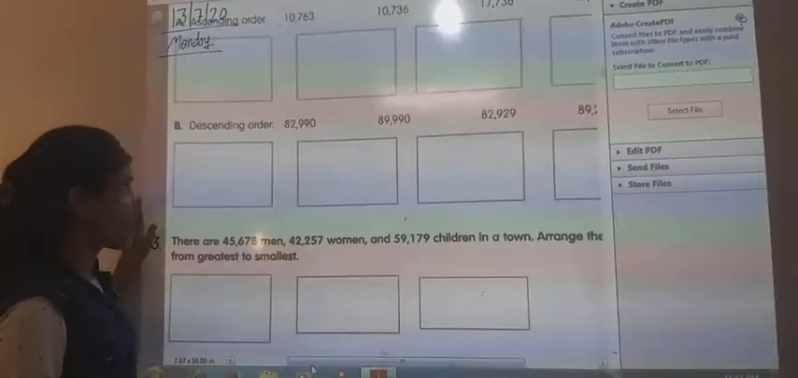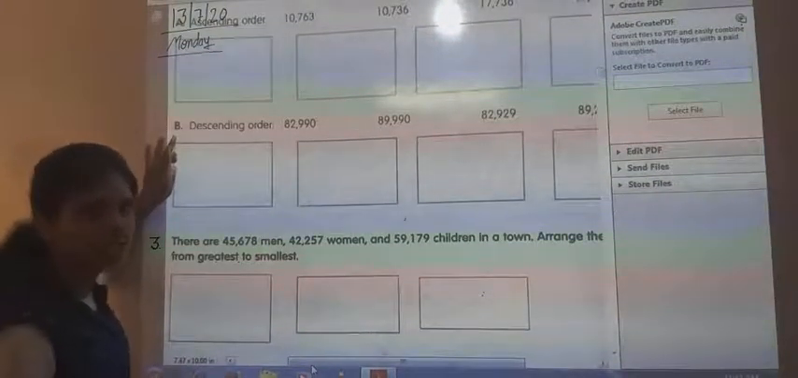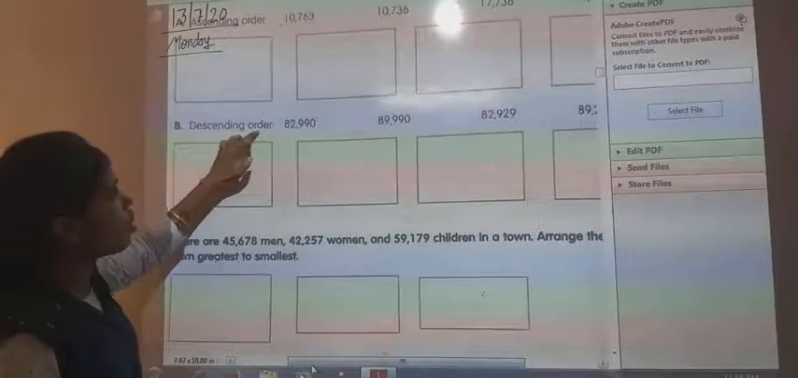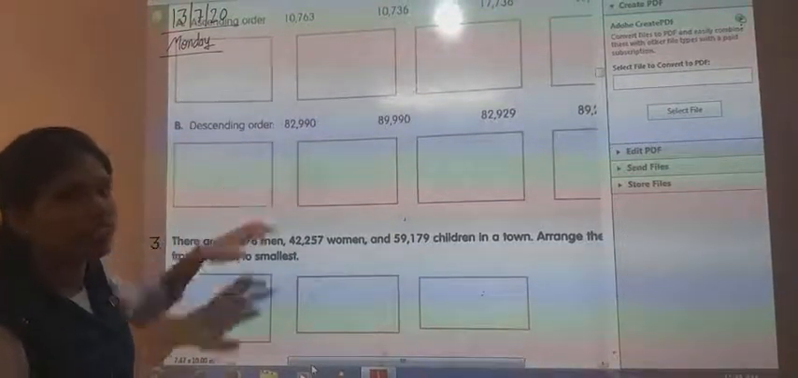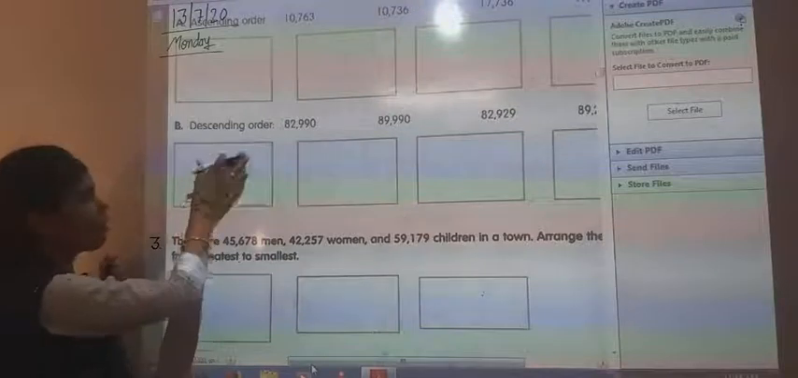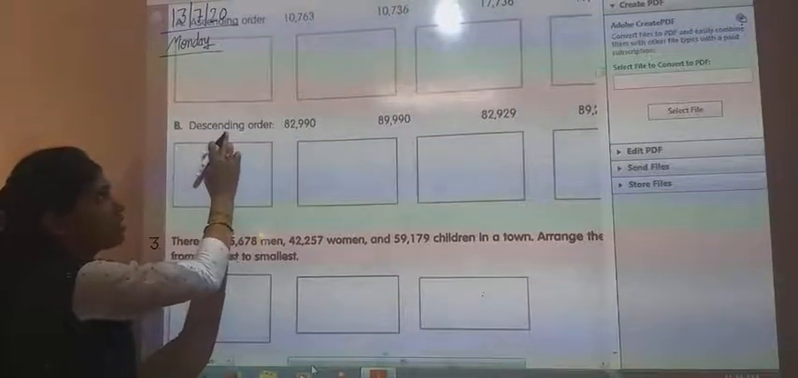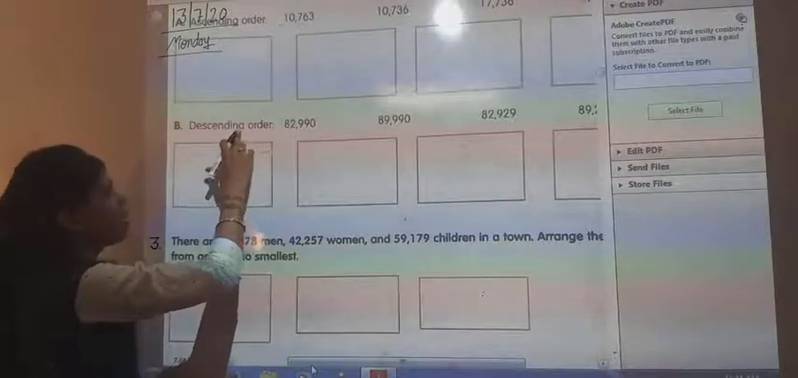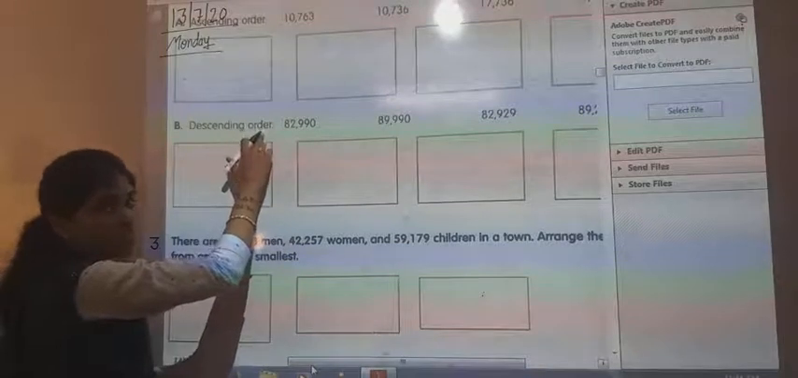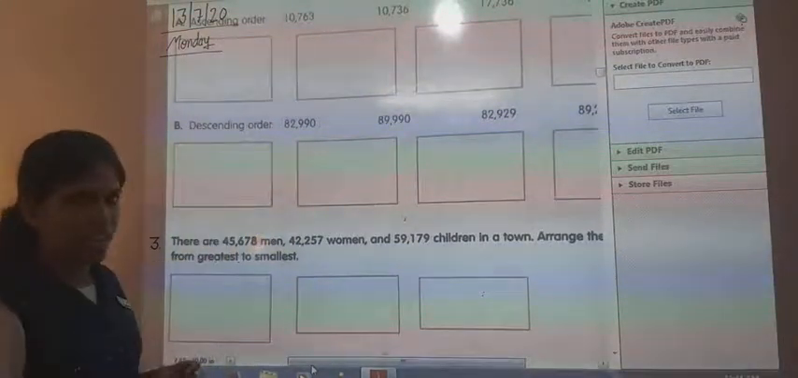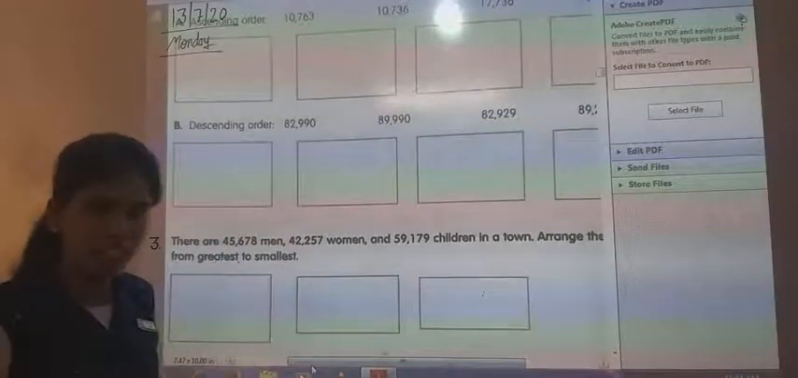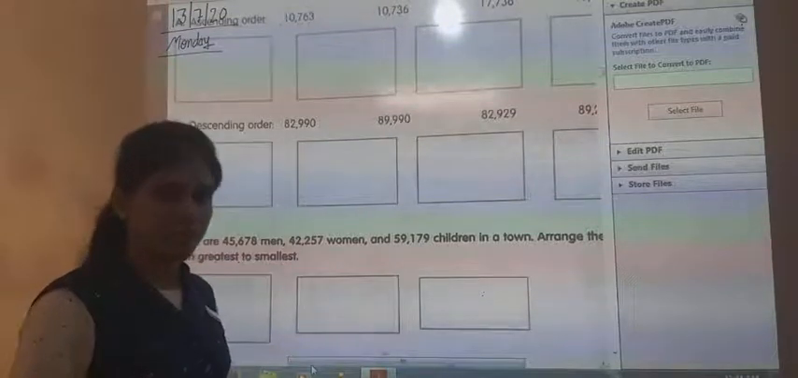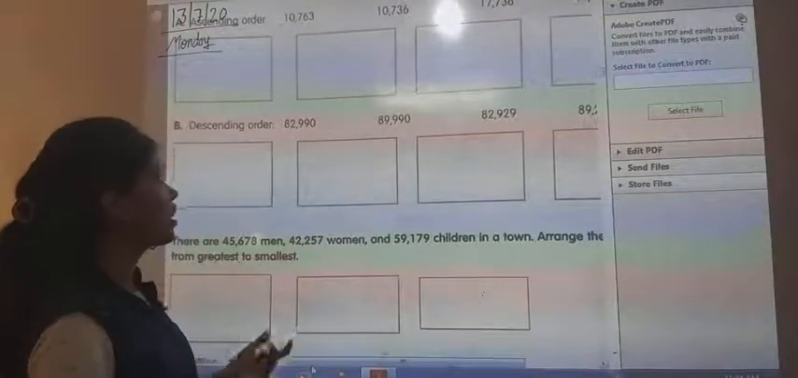Okay. Now next is B of question number 2. Question B is descending order. What is the spelling of descending? D-E-S-C-E-N-D-I-N-G. Yes, repeat with me. Descending order. What is the descending order? In descending order, we always write the greatest number. We always start from the greatest number.